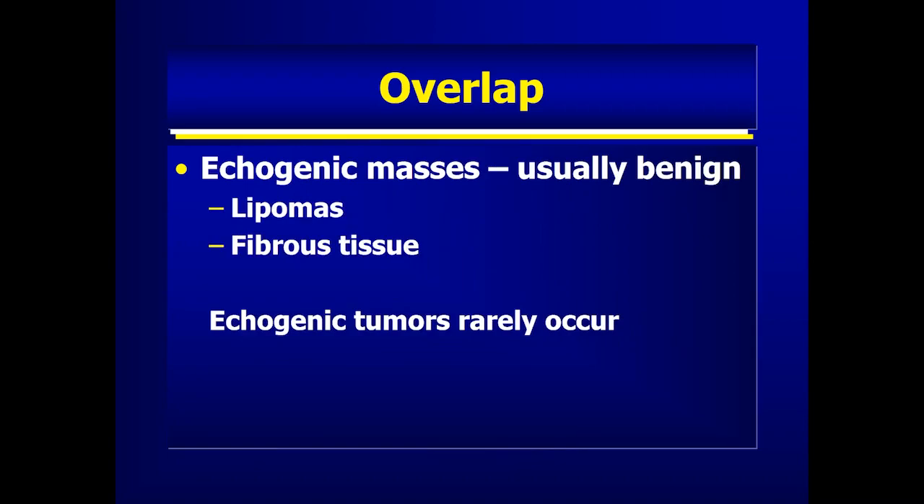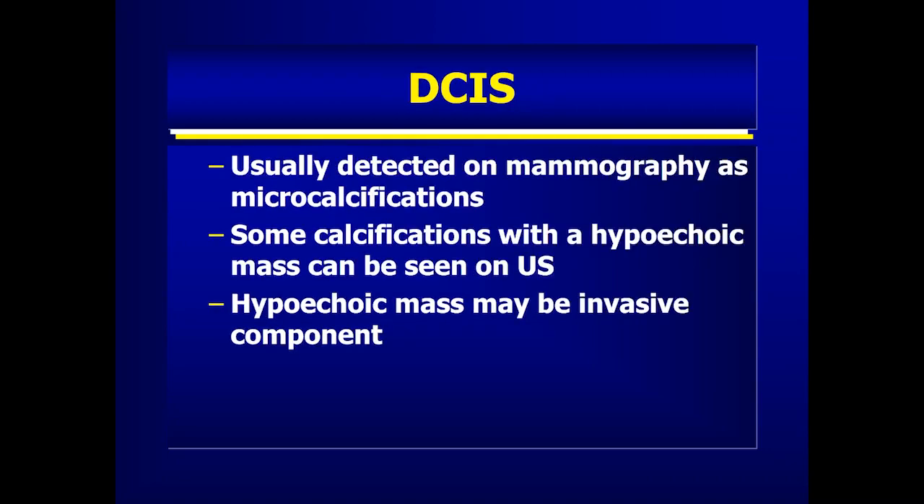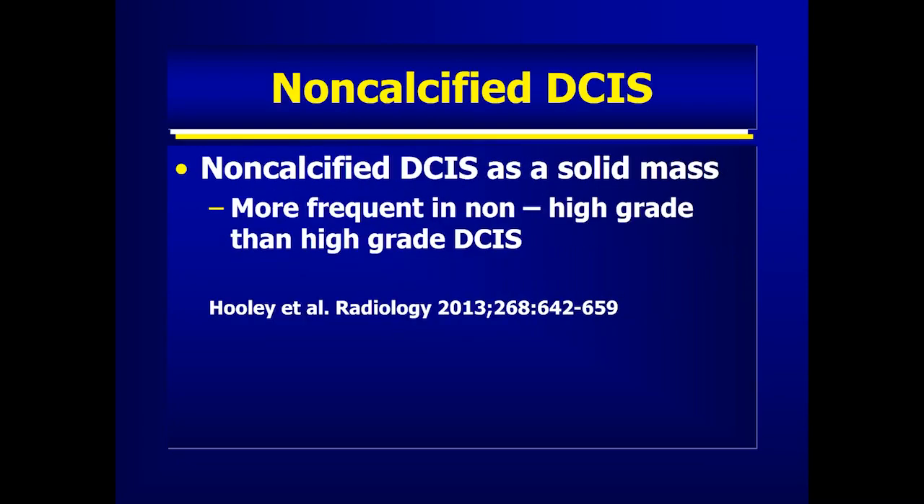Echogenic masses are usually benign, such as lipomas or areas of fibrous tissue. Echogenic tumors rarely occur. DCIS is usually seen on mammography as microcalcifications. Some calcifications in a hypoechoic mass can be visualized on ultrasound, and sometimes in those cases, the hypoechoic mass may be an associated invasive component. Non-calcified DCIS can occur as a solid mass. This is more frequent in non-high grade than in high-grade DCIS.